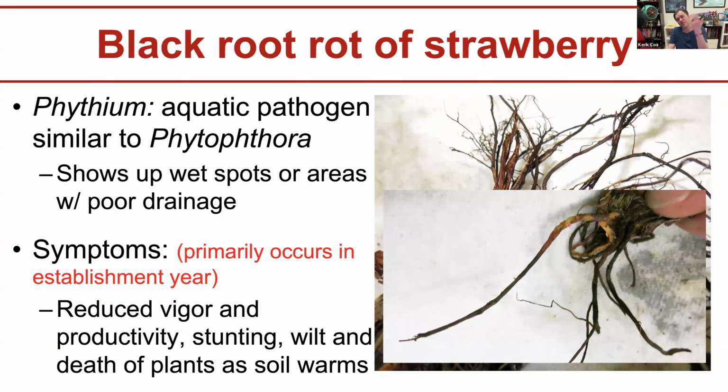It kind of looks good. I mean, all the feeder roots are gone. That's your first indication that there's a serious problem. Like, oh, looks pretty good. Oh, wait. It's turning blighted and black, and you can see these really, really dark areas. Vigor, stunting, death of plants.